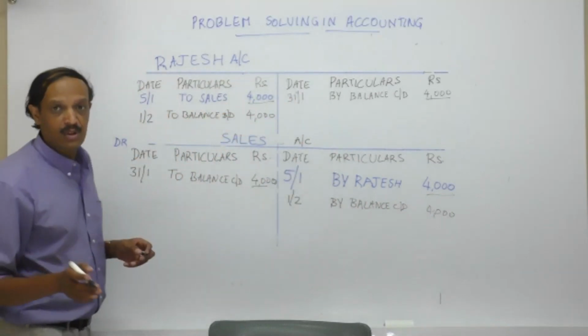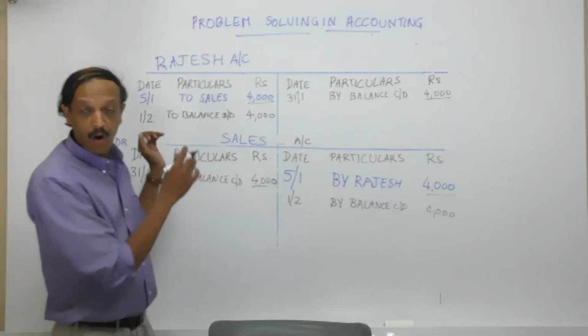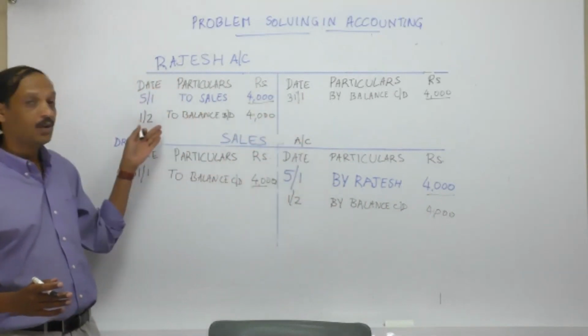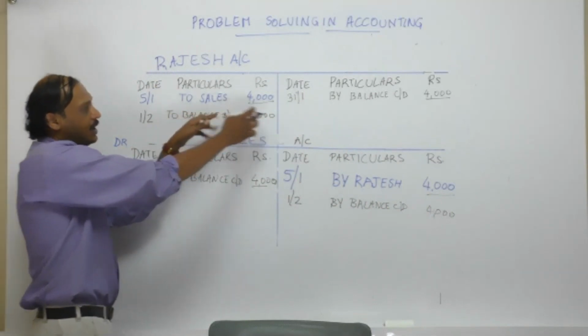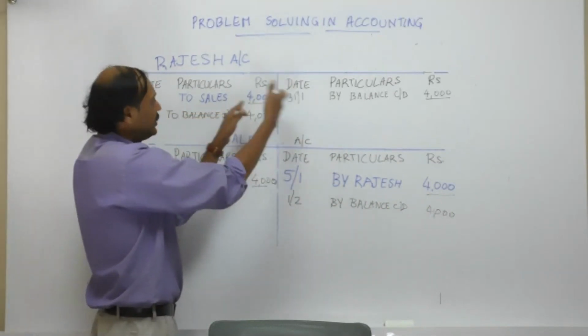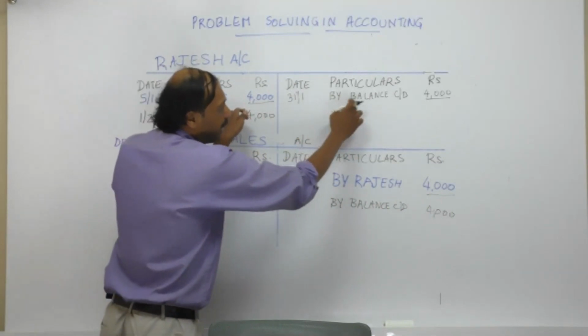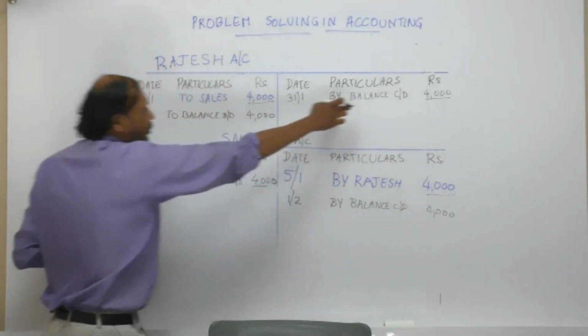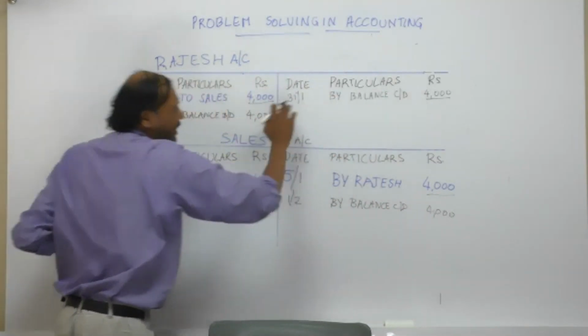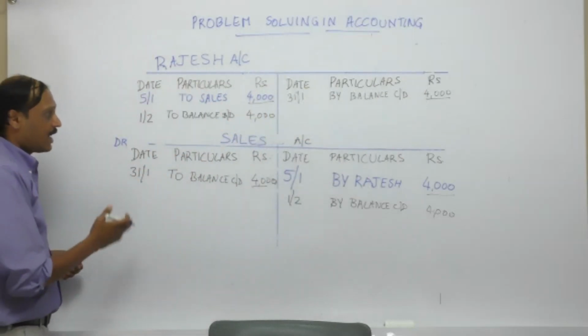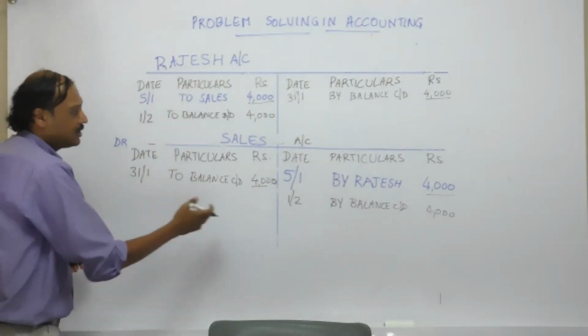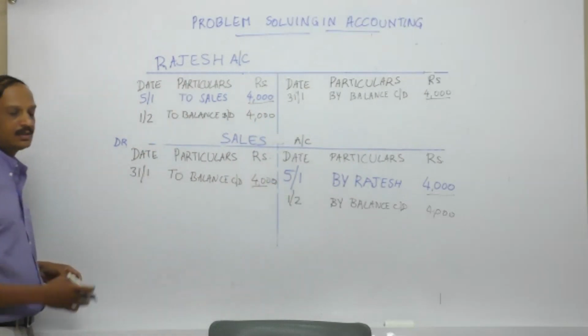You should also remember that not all accounts will have a closing and opening balance. If you have sales of 4,000, and he has already paid that 4,000, you write "by cash 4,000". So this 4,000 and 4,000 gets cancelled. So you'll no longer have a balance. So not all accounts will have a balance. Based on the transactions, you need to open and close the accounts.